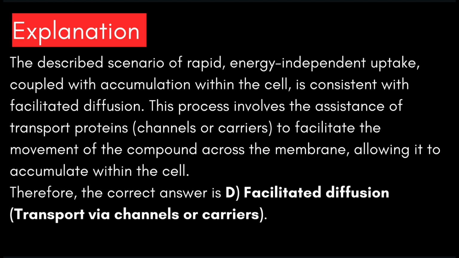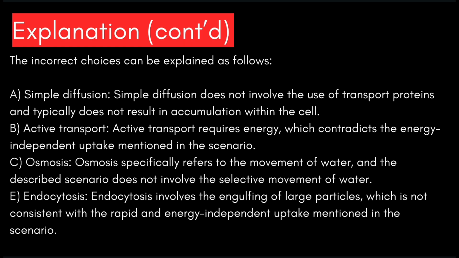The described scenario of rapid energy independent uptake coupled with accumulation within the cell is consistent with facilitated diffusion. This process involves the assistance of transport proteins, channels, or carriers to facilitate the movement of the compound across the membrane, allowing it to accumulate within the cell. Therefore, the correct answer is D, facilitated diffusion, transport via channels or carriers. Let's go ahead and see why the other answer choices are incorrect.